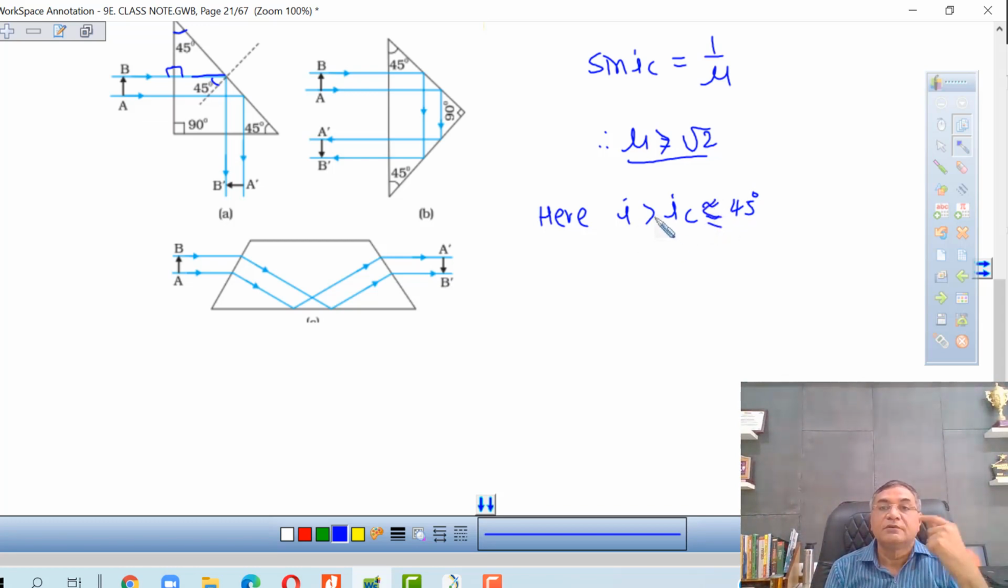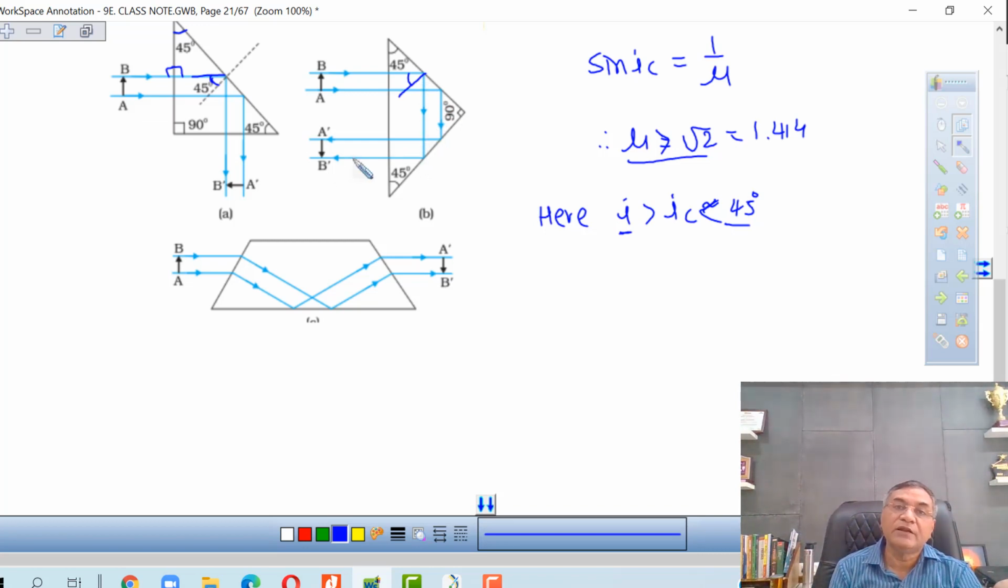Then what will happen? This angle is 45. IC is less than 45 degree. Why less than 45 degree? Because mu is a little more than √2. If mu is more than √2, IC will be less than 45. So now the angle is greater than 45 degree, so total internal reflection takes place here and it keeps going. Similarly here also, this angle is 45 degree. The prism is made from a material with refractive index more than √2, that is 1.414. What is √2? 1.414. So what will happen? Reflection will take place and it keeps going. Similarly here also. Okay, you can do the calculation here also.